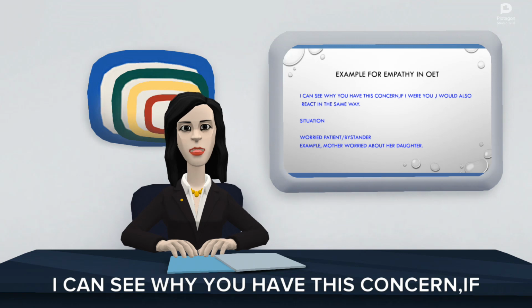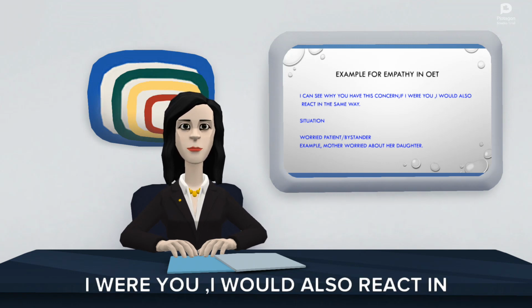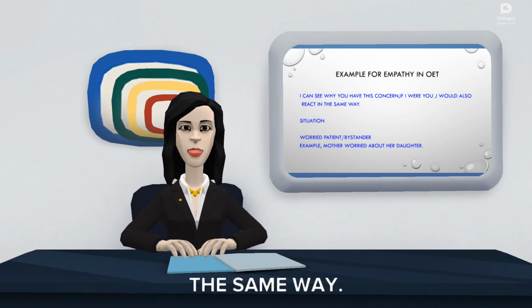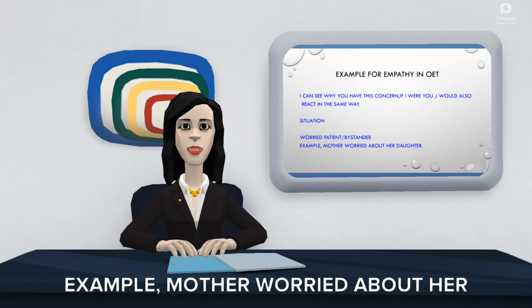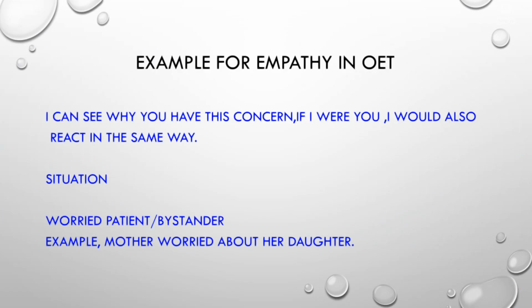Now, let's look at some empathetical sentences and situations. I can see why you have this concern. If I were you, I would also react in the same way. Situation: worried patient or bystander. Example: mother worried about her daughter or son.